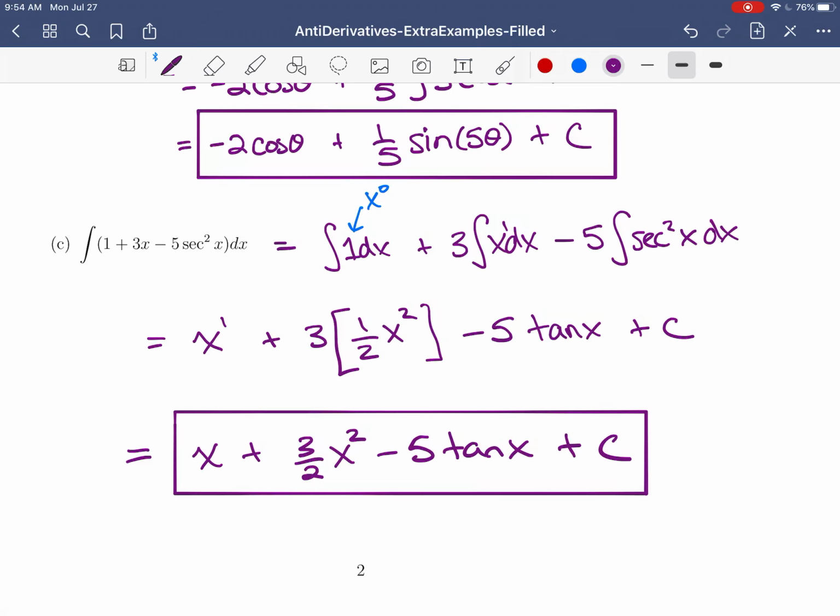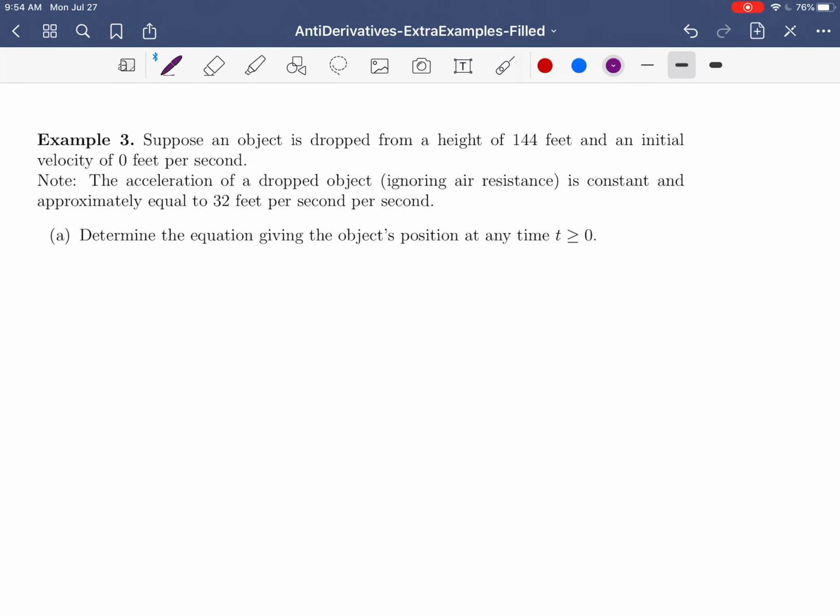Okay, let's try another one. So, suppose an object is dropped from a height of 144 feet with an initial velocity of 0 feet per second. They also give us this note here. The acceleration of a dropped object, if you ignore air resistance, is a constant, and it's approximately 32 feet per second squared. And I think if you're using meters, it's 9.8 meters per second squared, something like that. But we're going to use feet here because they gave us everything in feet.